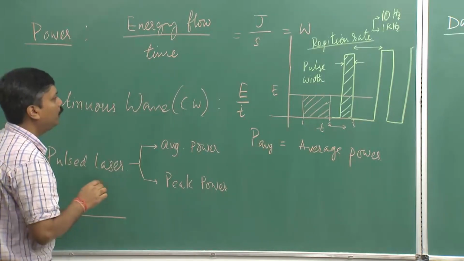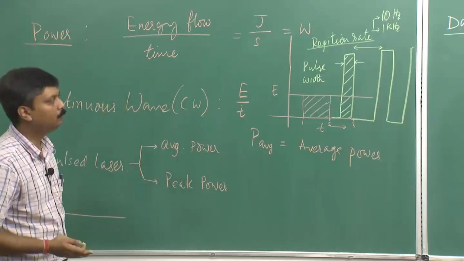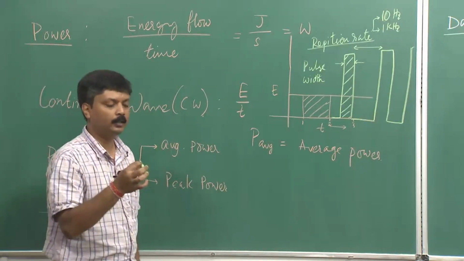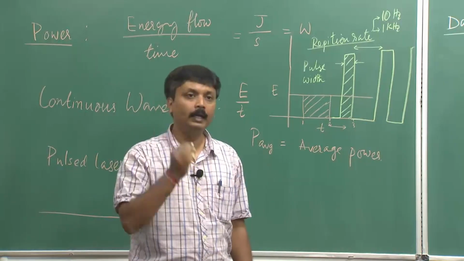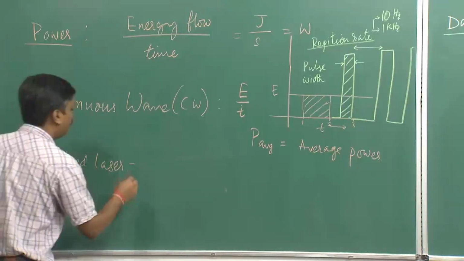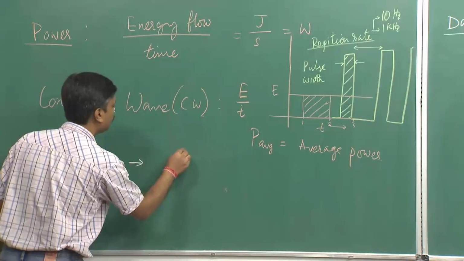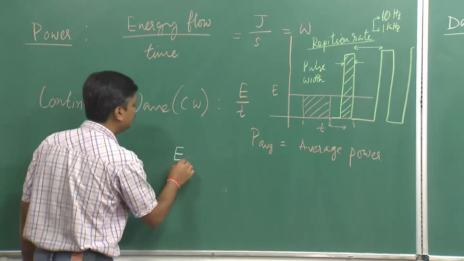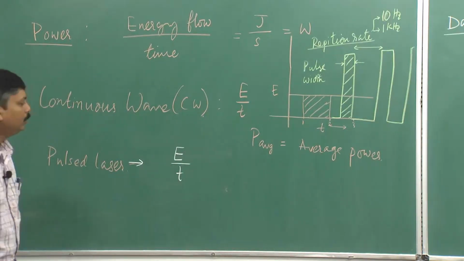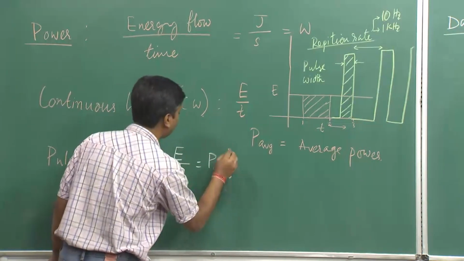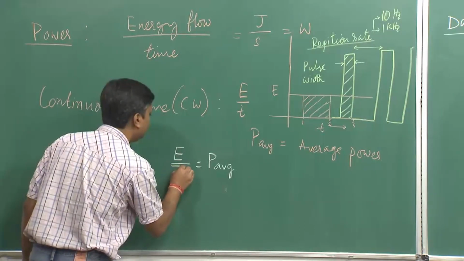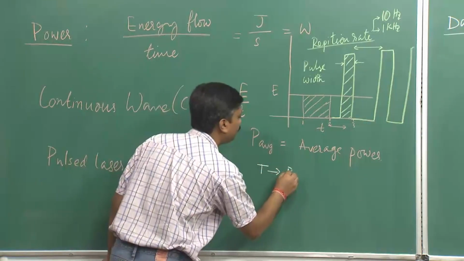So, if the laser has a repetition rate, say n in 1 second, then if you put a detector in front of the laser and it detects the overall energy emitted by the laser in 1 second, then the total energy, say E, measured over suppose t seconds, will be my P average, and this T essentially for a pulse laser is given by the period. T is the time period.